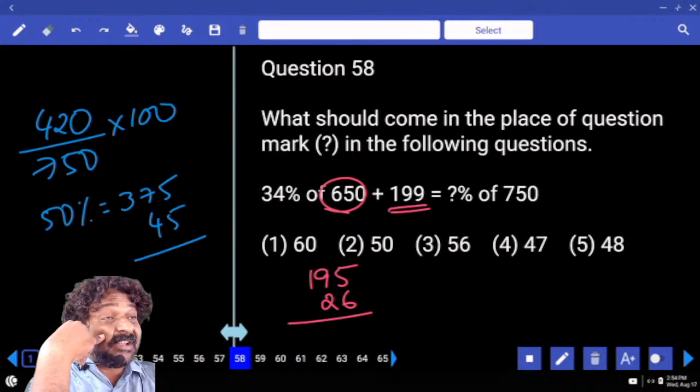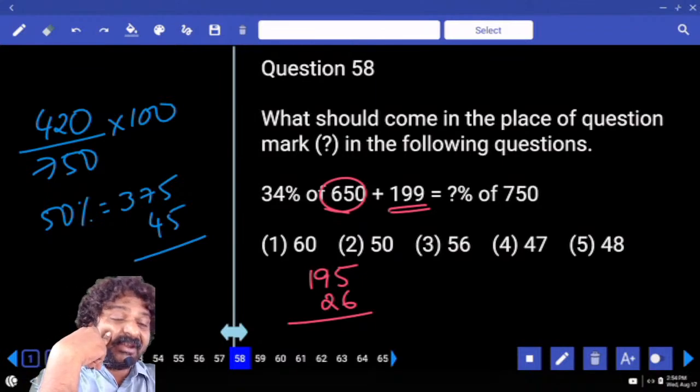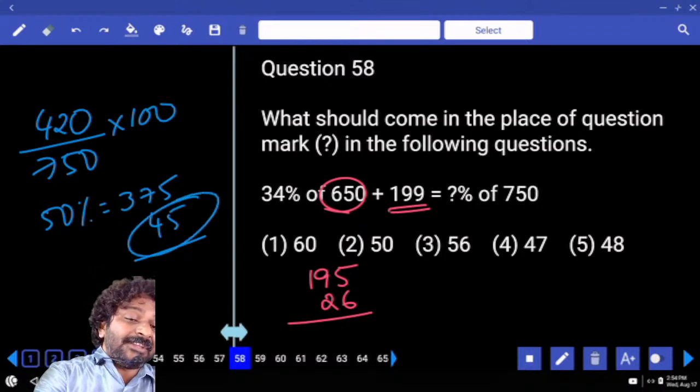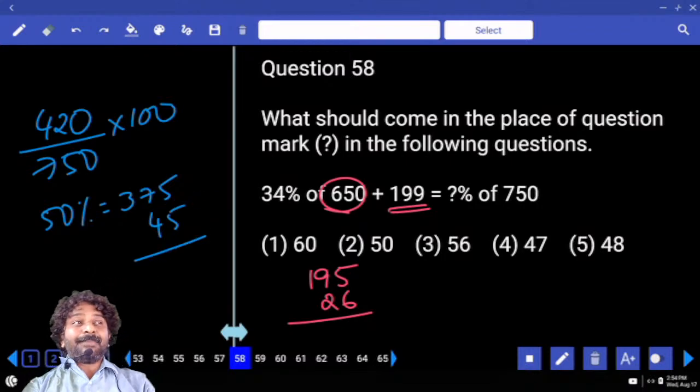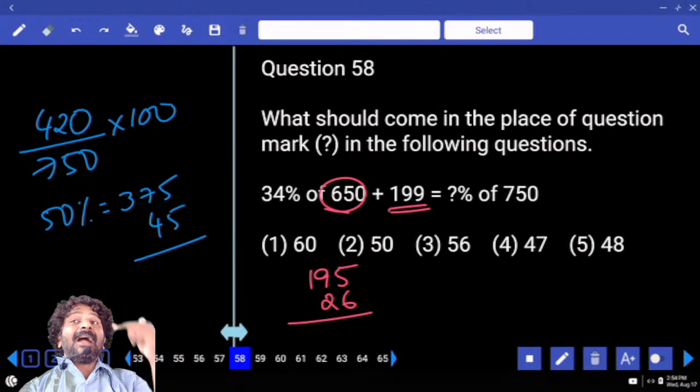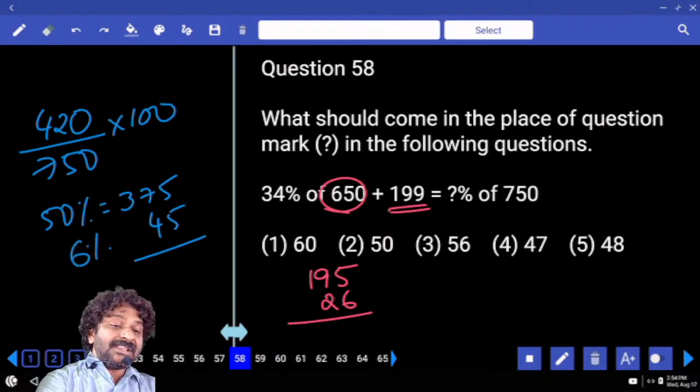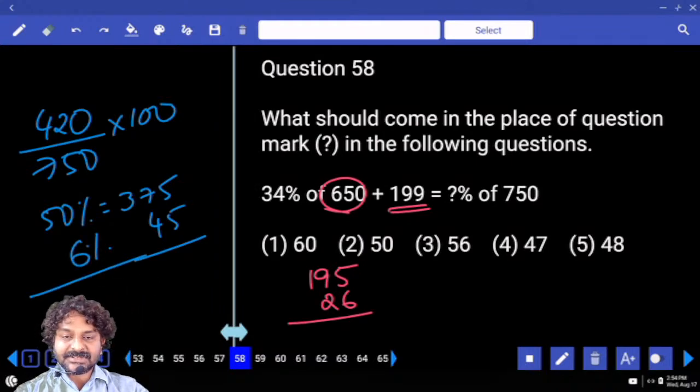What is 1% of the denominator? 7.5. Double? 15. 3 times is 45, right? That means 1%, double and triple we are taking. 1% double and triple. So the answer is 56%.